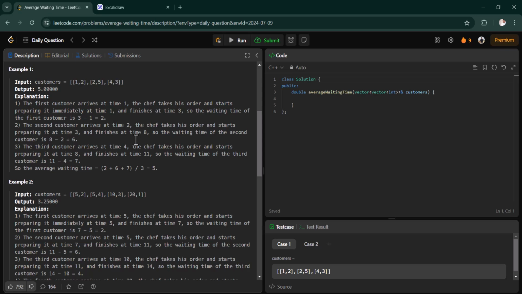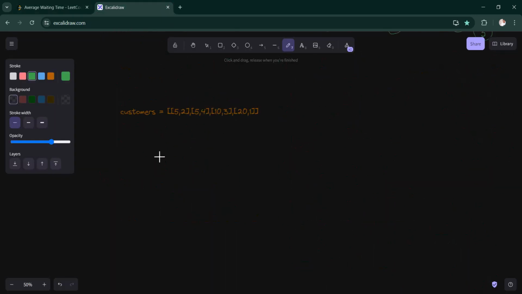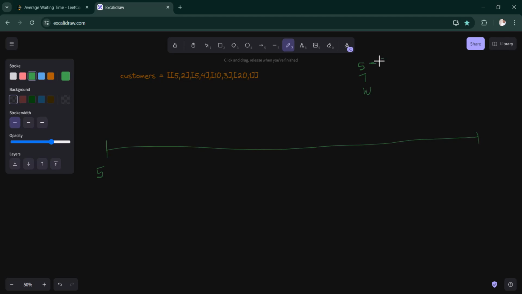Now let's understand one more example. Let's start with the start time, then total time, then waiting time. At 5 units of time the first customer has arrived. How much time will it take to prepare that order? 5 plus 2 is 7. Now what will the waiting time be? The order is prepared at 7, but the customer had already arrived at 5, so 7 minus 5, that is 2, is the waiting time for the first customer.